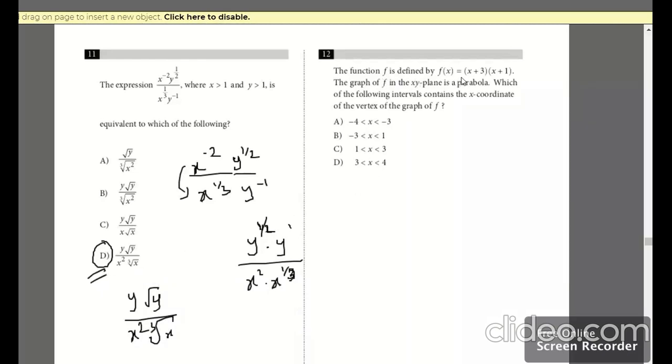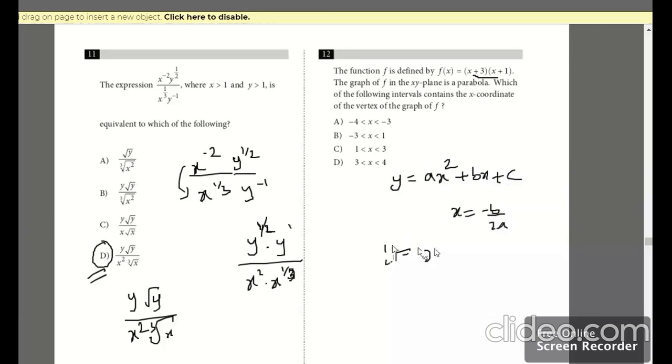Now the function is defined by f of x is equals to (x plus 3)(x plus 1). The graph in the xy plane is a parabola. Which of the following intervals contains the x coordinate of the vertex? So here you need to understand that if the equation is given in the quadratic form, the vertex of the parabola is found by minus b by 2a.